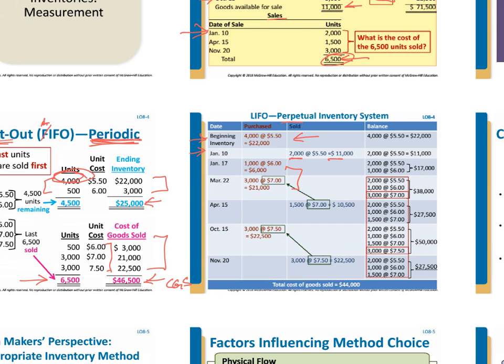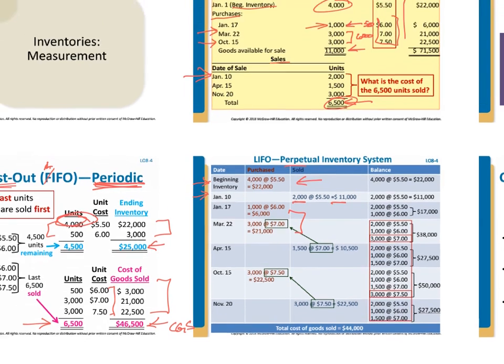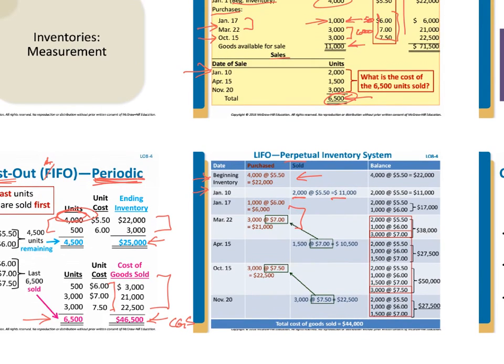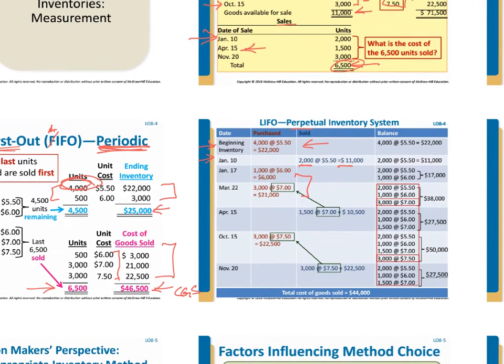Then we had purchases that take place. These are the next things chronologically that happen. You can see those with the dates right here. Then the next item that happens is another sale on April 15th. And so the last good that came in at this point is March 22nd. So then we move on to October 15th, which is the next thing that happens chronologically.